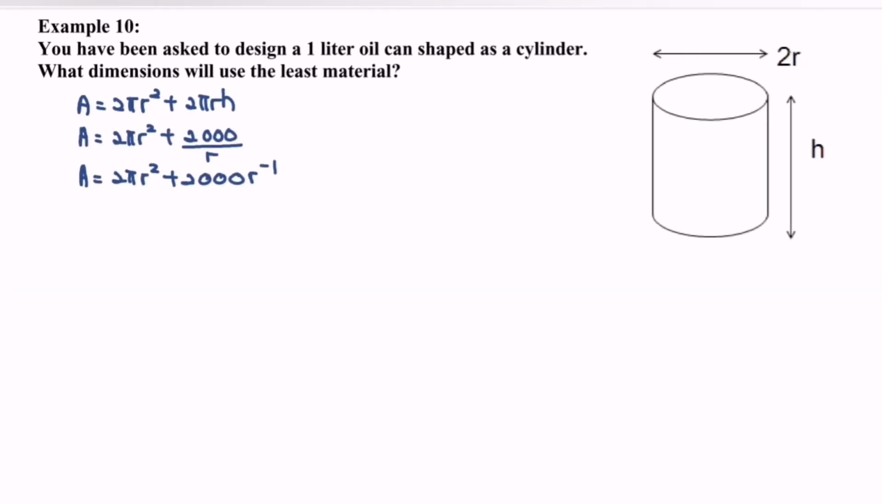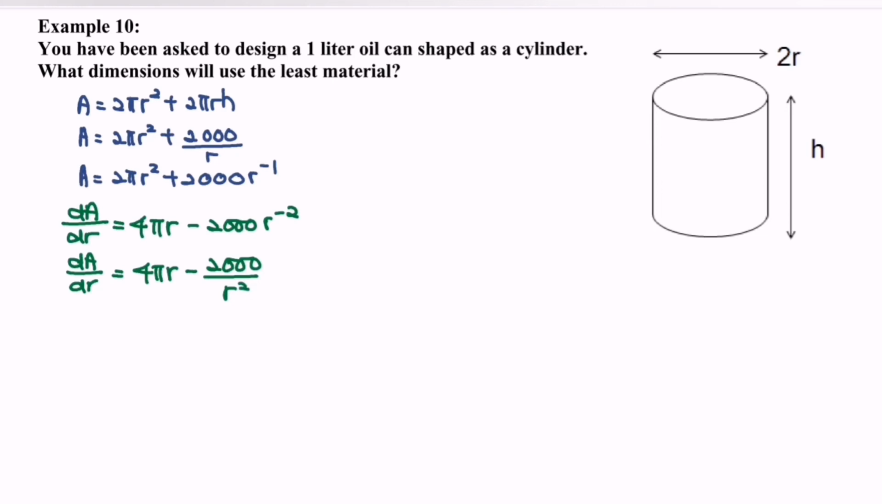Next, let's proceed to the third step. Solve for f prime x equals to 0. So in here, we are going to find A prime, or we can say dA/dr, which equals 4 pi r minus 2000 r to the power negative 2. Rearrange it. And also find the second derivative. We will have the second derivative equals 4 pi plus 4000 r to the power of negative 3. Rewrite it: 4 pi plus 4000 over r cubed.